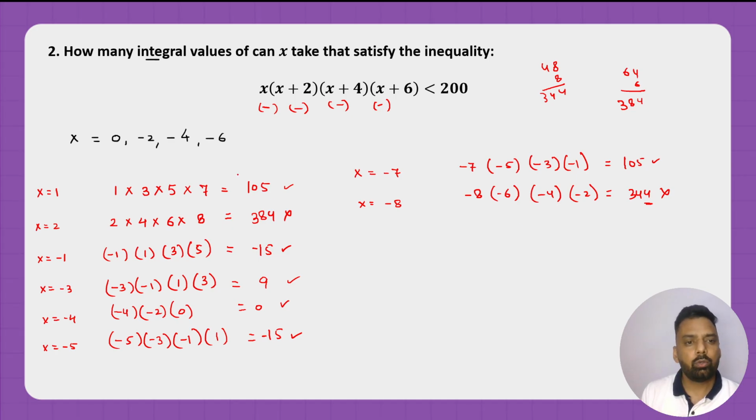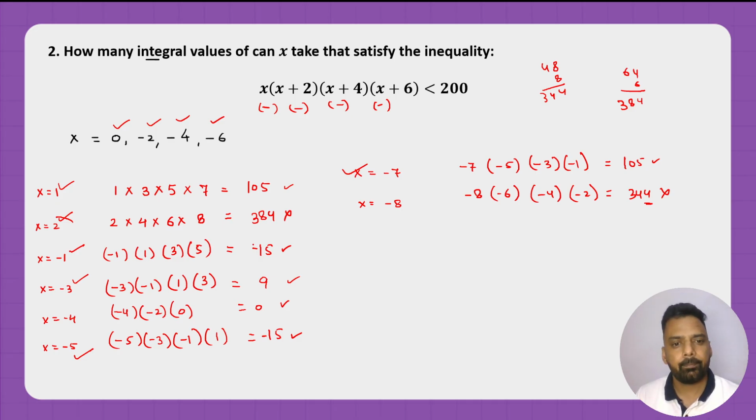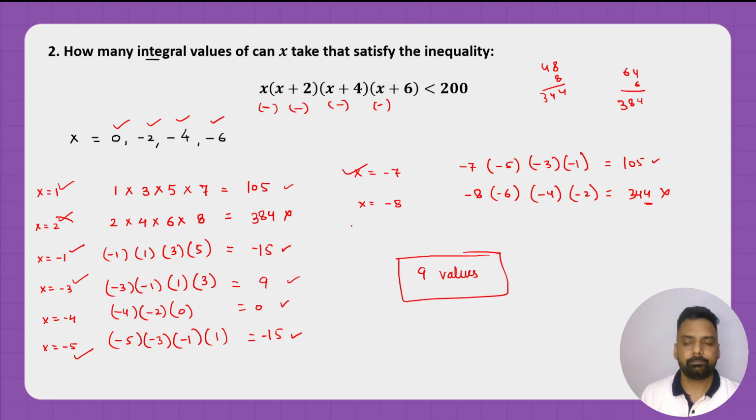So how many values are allowed? 1, 2, 3, 4, 5, 6, 7, 8, and 9. 9 values are allowed. So x can take 9 values. I hope the idea is pretty much clear. The ones from minus 4 we have already counted here, so I'm not counting them again. So there are 9 values of x that will satisfy the given criteria.